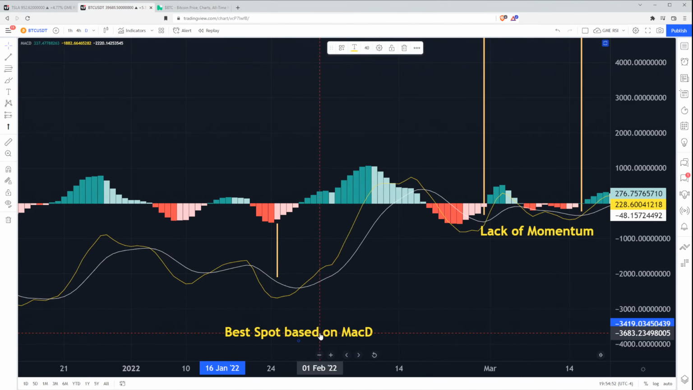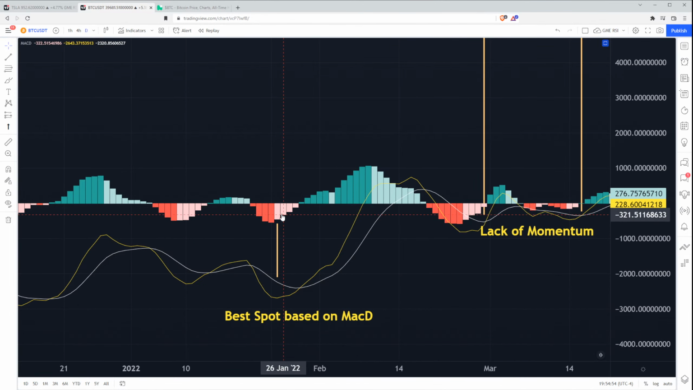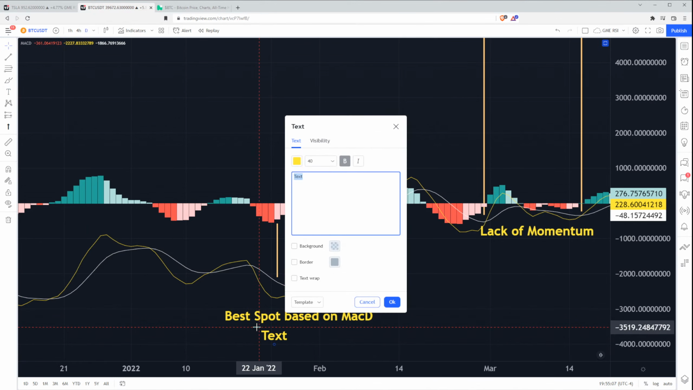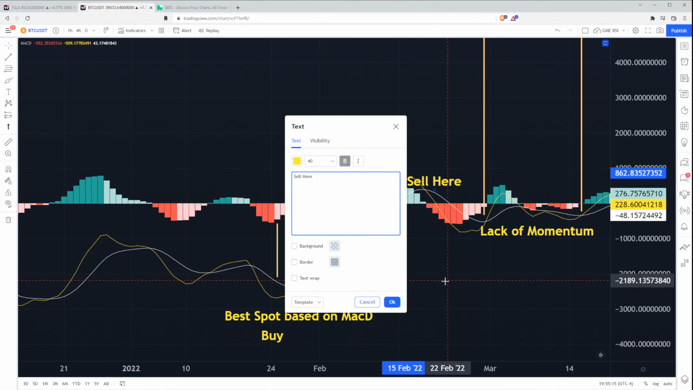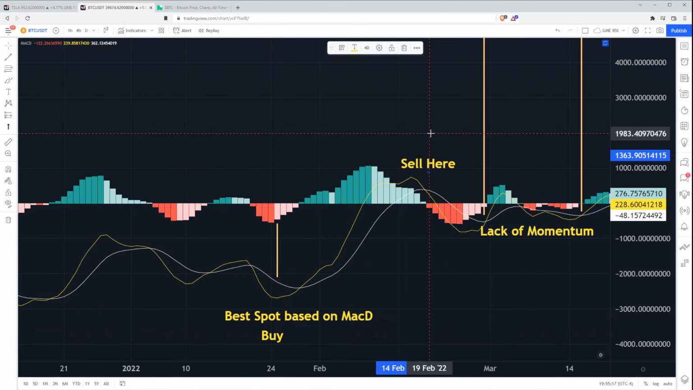So this is the best spot based on the MACD. Now let's just see what was the price of Bitcoin on January 25th right here, and before taking profit up here. So you could have bought here. So you buy here, and here's why you're going to sell it up here.